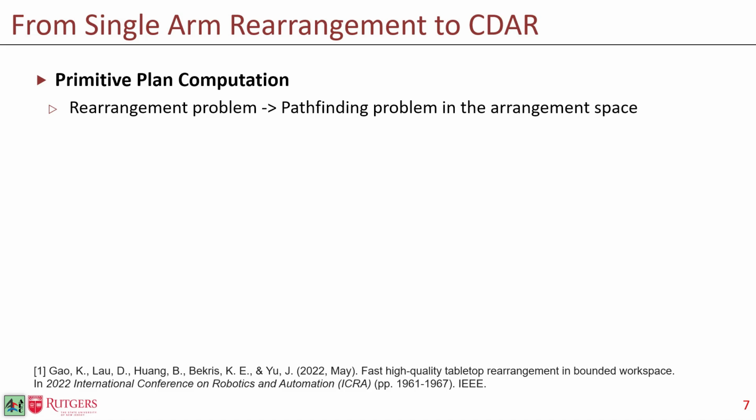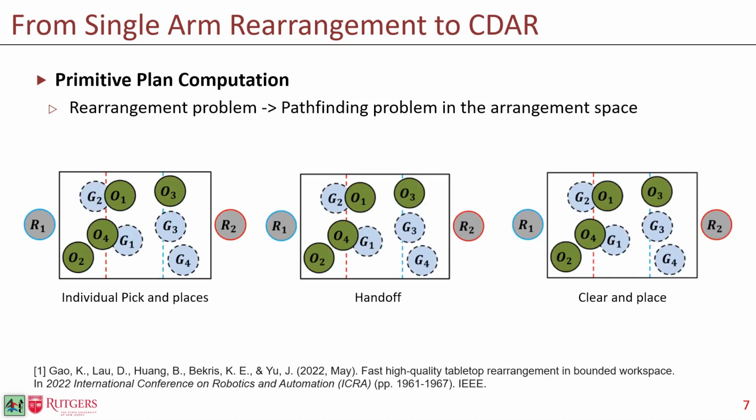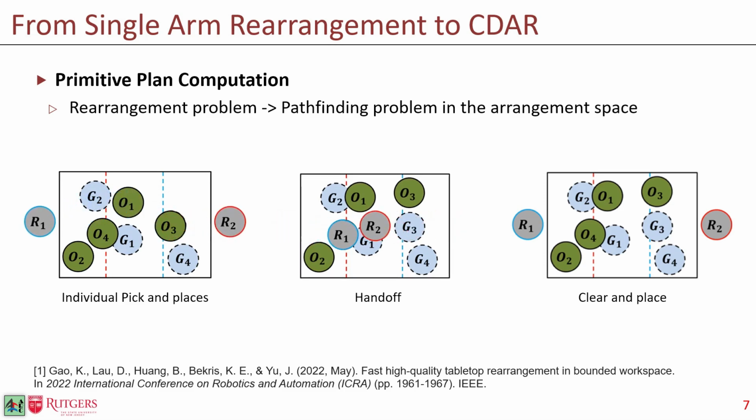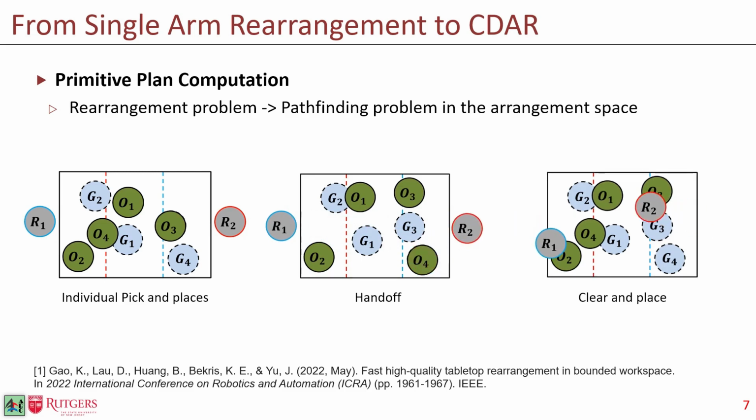In task planning, we treat the rearrangement problem as a path-finding problem in the arrangement space. The optimal solution can be found with A-star heuristic search. For each state, robot arms can execute individual picks and places, a handoff, or a clear and place, where a robot arm clears out an obstacle for the other arm. The buffer allocation step is the same as the single-arm scenario.